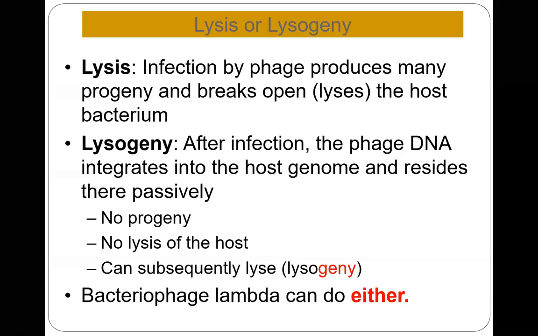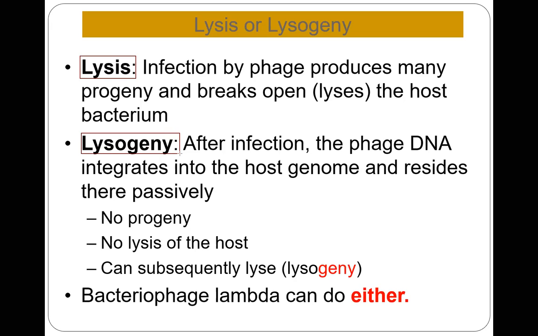So, looking at how the cycles of the bacteriophage lambda are regulated, there are basically two different cycles that operate in bacteriophages across the globe: the lytic cycle and the lysogenic cycle. So what is the lytic cycle? Infection by phage produces many progeny and breaks open or lyses the host bacterium. This is referred to as the lytic cycle.